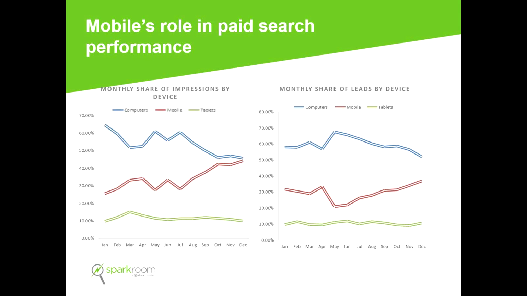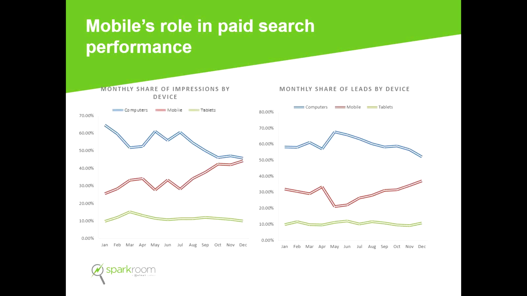What's interesting to note is how this compares to the chart on the right, which highlights the share of leads by device for the same time period. Mobile is definitely starting to make up ground and increasing in share month over month from mid-2014 on, but it's not nearly as even with non-mobile devices as it is in share of impressions.